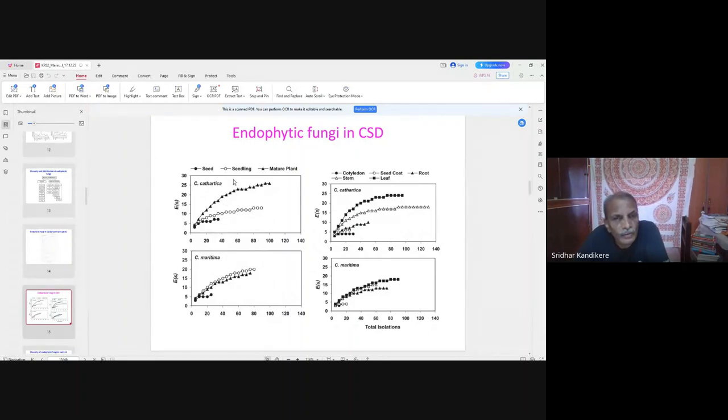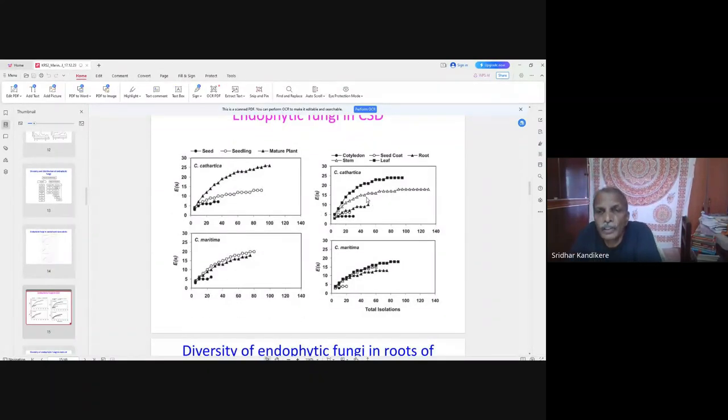As usual, the seed has fewer species. Then we studied endophytic fungal association with cotyledon, seed coat, root, stem and leaf. When we studied that, leaves showed the highest number of species.